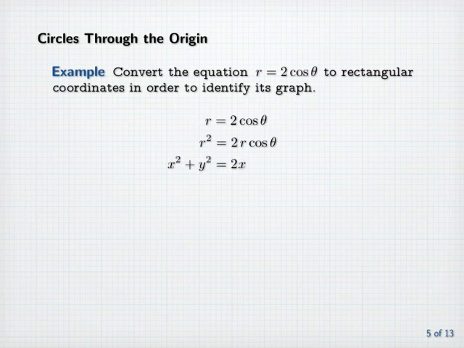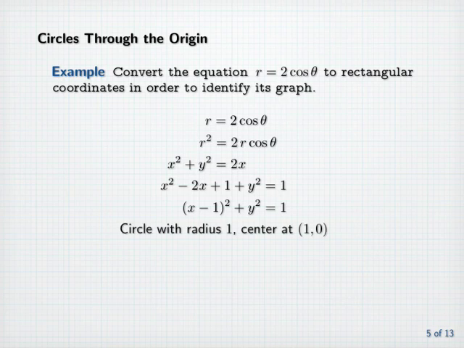So we have x squared plus y squared equals 2x. This is the equation of a circle. To find the center and radius of the circle, we'll subtract 2x from both sides, and then complete the square on the x terms by adding 1 to both sides. So we have (x minus 1) squared plus y squared equals 1, which tells us that the graph is the circle centered at (1, 0), with radius 1.